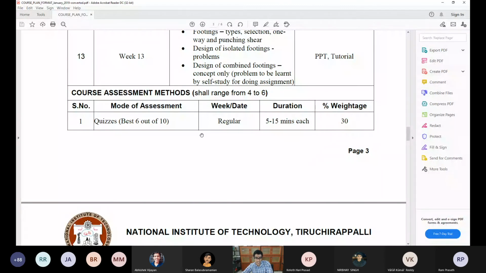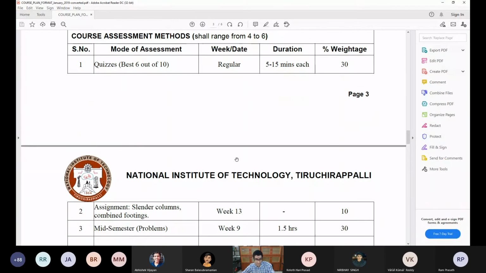It will be for 20 marks, and not 6 quizzes. There will be a total of 4 quizzes. They will be in Teams itself, objective type, maybe 10 to 15 minutes each. You will just answer them and submit, and the grades will come. So a total of 4 quizzes, not 6, and weightage 20.